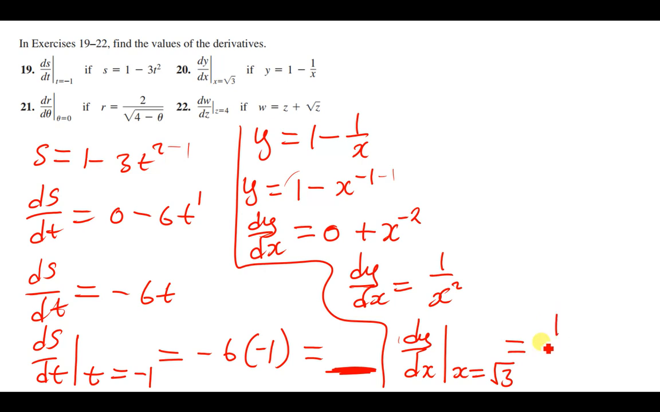So I'm going to have 1 over the root of 3, then this will be squared. So this will be 1 over 3. So 1 over 3 is going to be our solution.